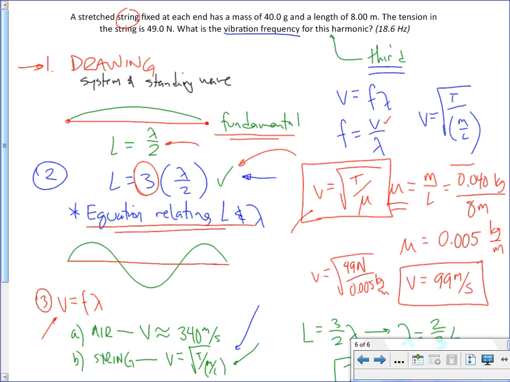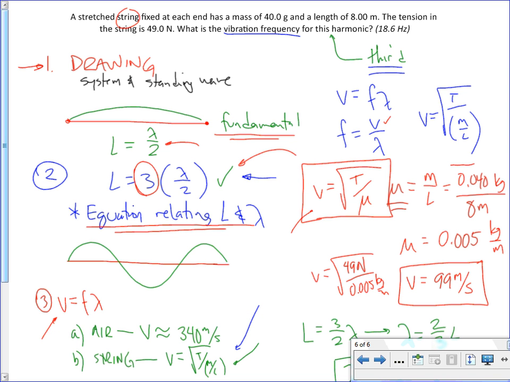Now, will every problem be, here's a situation, find the frequency? Absolutely not. But you're going to do these 3 steps. It's going to probably include a drawing. It's going to include relating L and lambda for sure, and it's going to involve v equals f lambda for sure.